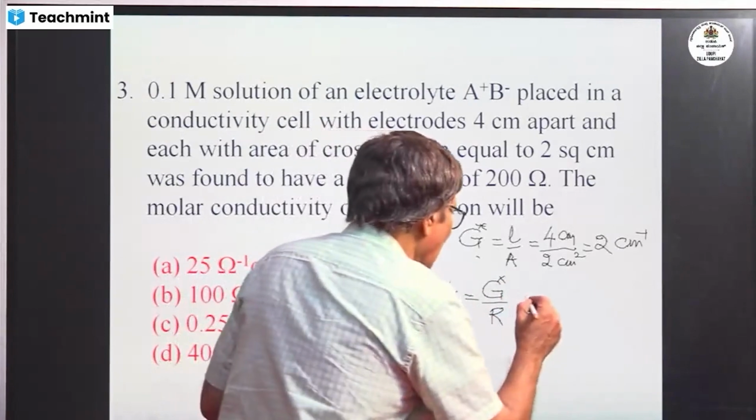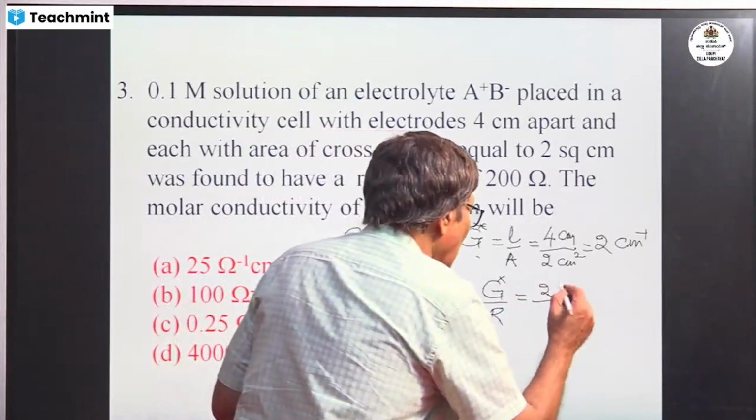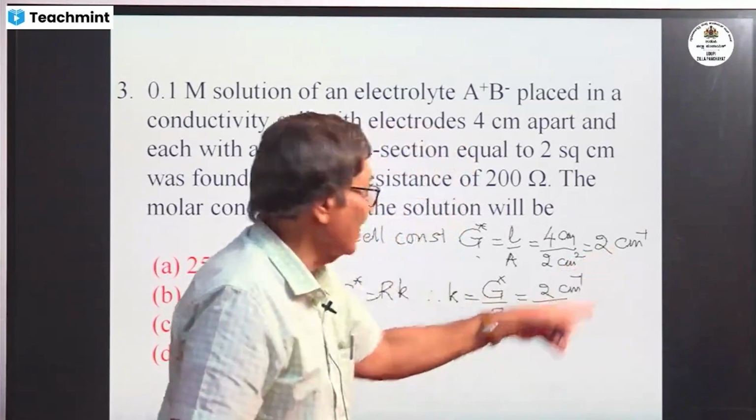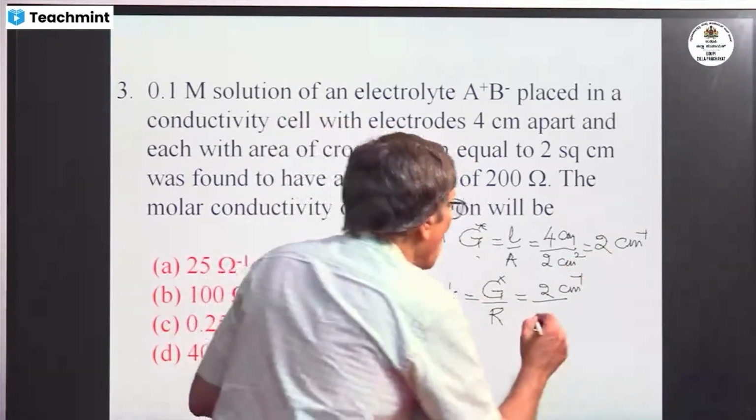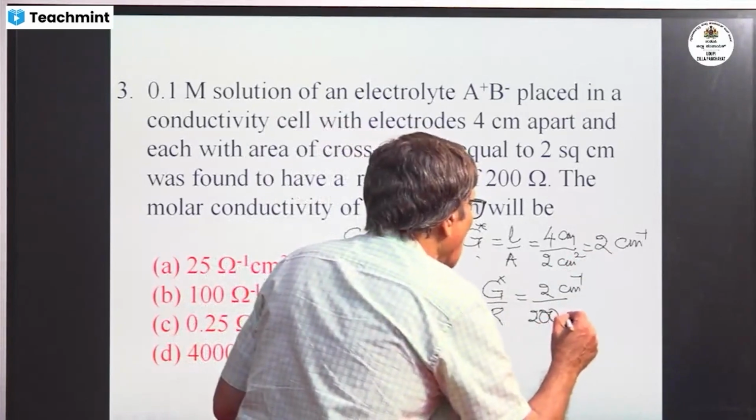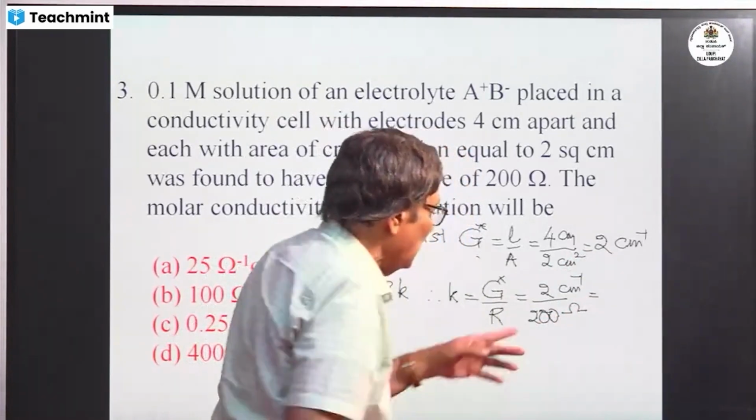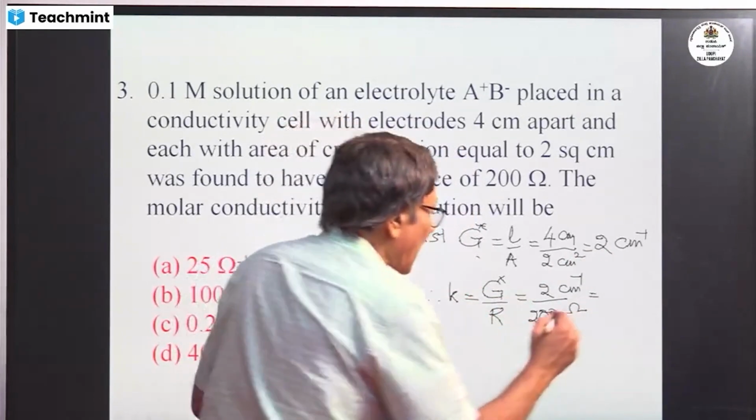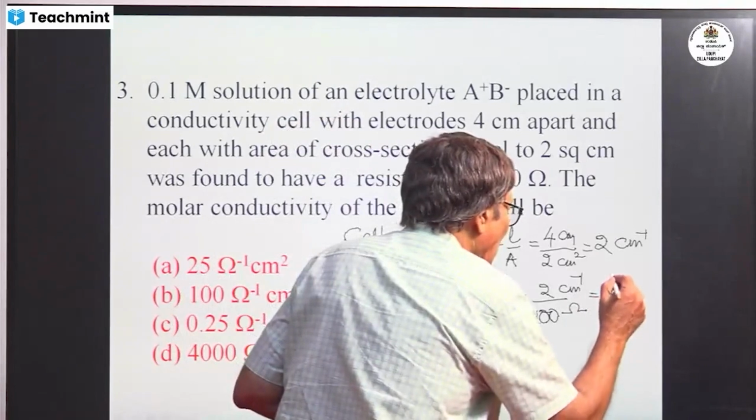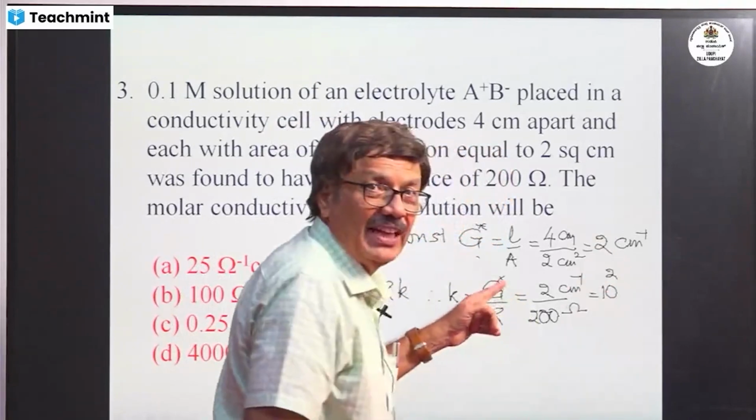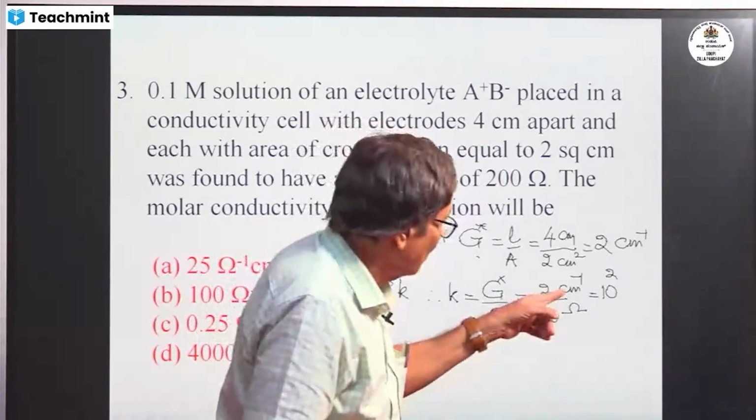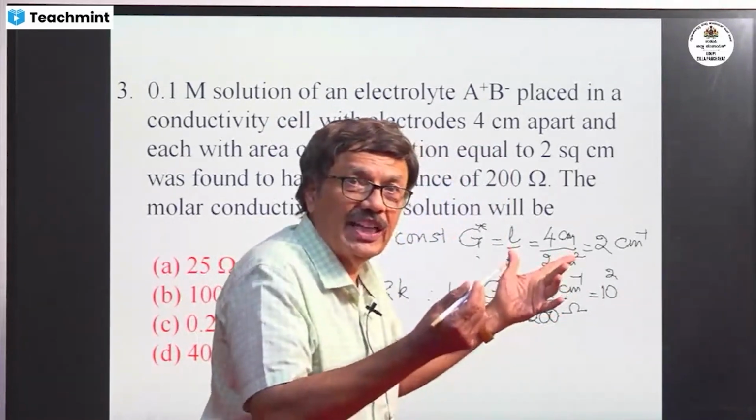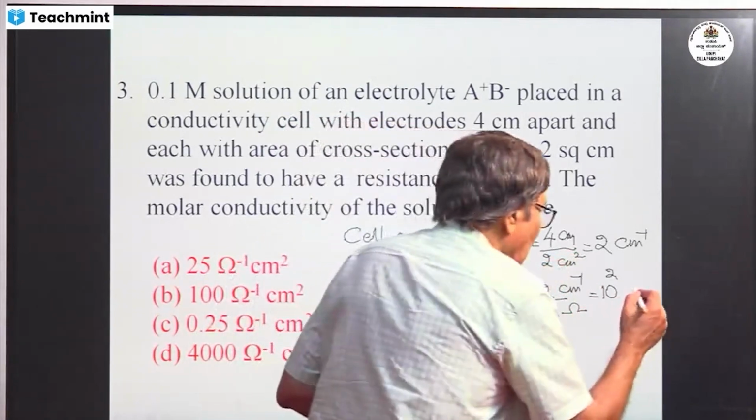G star is already known: 2 per centimeter. R they have given as 200 ohms. So 2 by 200 is nothing but 1 by 100, or I can write it as 10 to the power minus 2. Now let me write the unit. Per centimeter, anyway it is in the numerator. Ohm, when it goes to the numerator, it becomes per ohm.